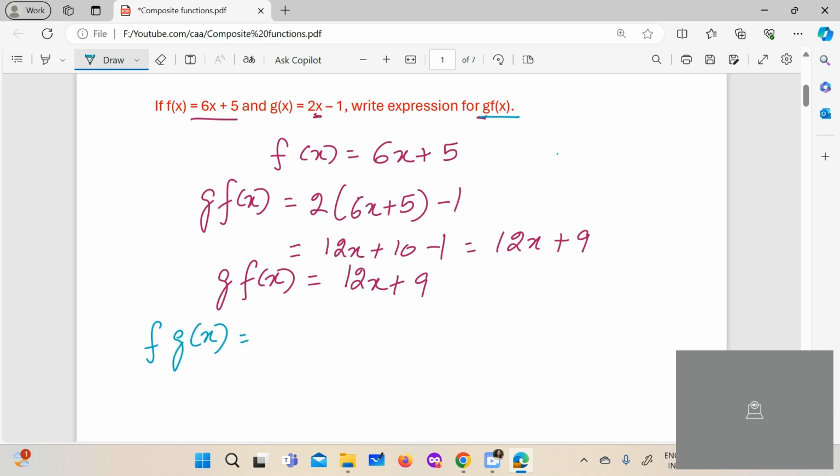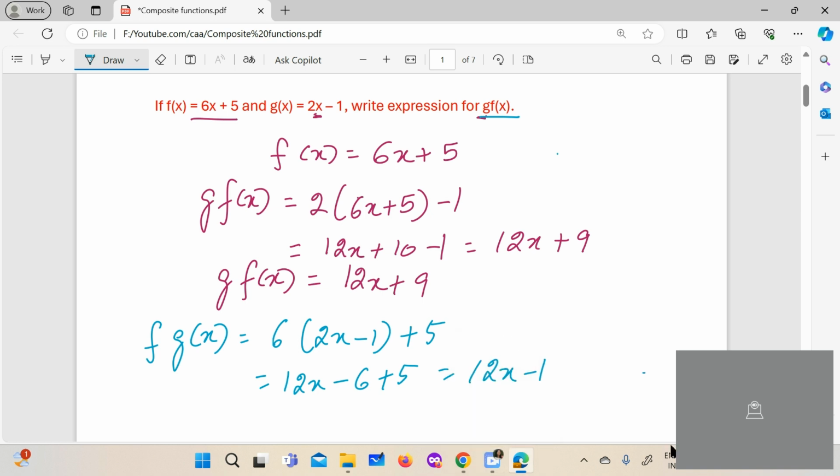Now what we will do, see, f of x is 6x plus 5, and then in f of x we are going to input 2x minus 1. So we write 6, and then in place of x we will write 2x minus 1, because g of x is input for f of x. So 2x minus 1, and then we write 5 here. So you have 12x minus 6 plus 5, and this will be equal to 12x minus 1. So I hope this is clear.